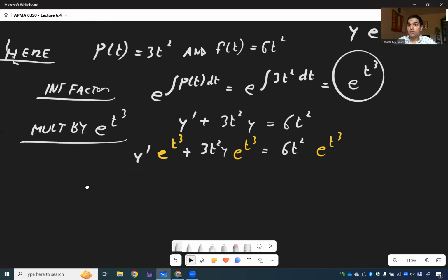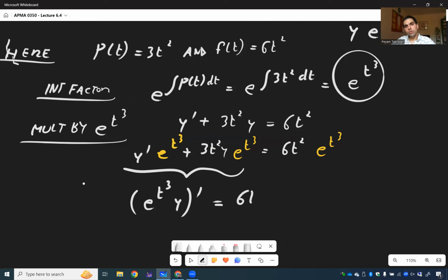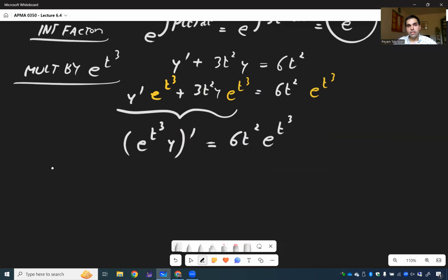And the cool thing is, the same fact is true. Multiplying by the integrating factor turns the left-hand side into the product rule. So if you apply the product rule, this gives you e to the t cubed y, all prime, equals 6t squared e to the t cubed. And by the way, this will always be true. If you do the integrating factor method correctly, it will always be integrating factor times y, all prime. Okay, and then the rest as usual.